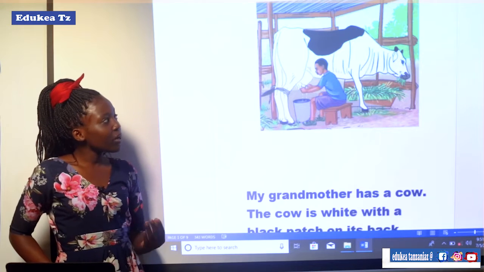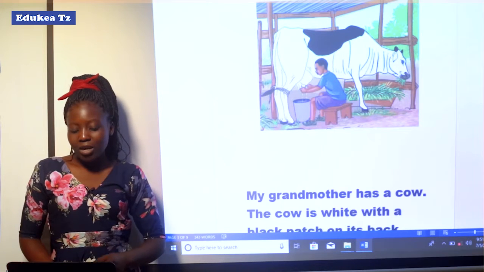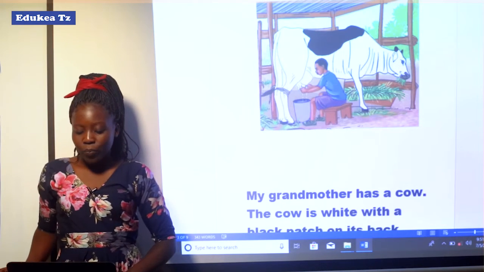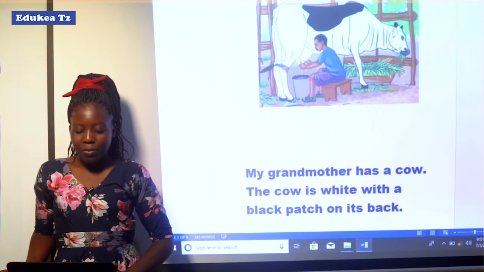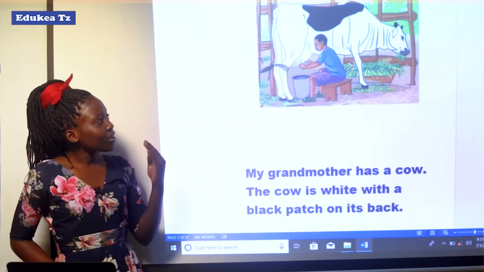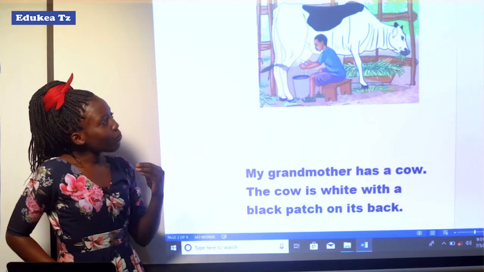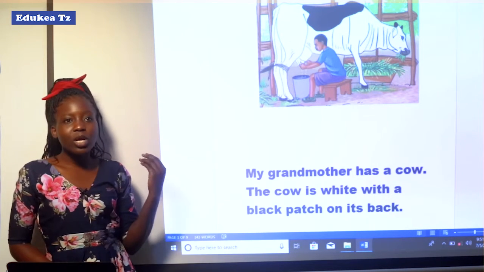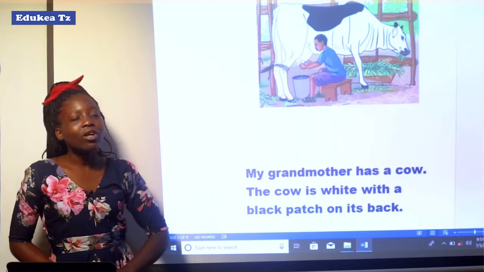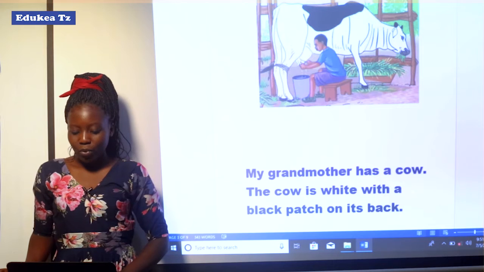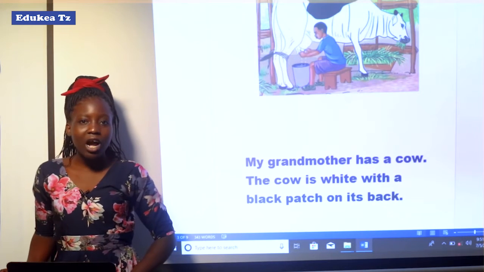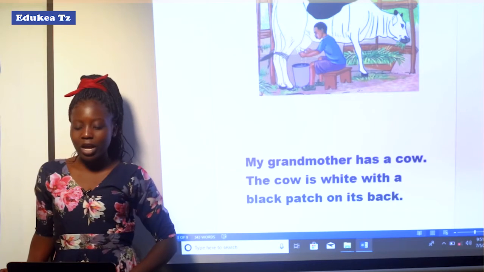As you can see the picture of that cow, as we have been told that the cow is white with a black patch on its back. As you can see also in the picture, the cow is also white and it has the black patch on its back. We continue by saying that is the description about the cow which we just saw in the picture now.